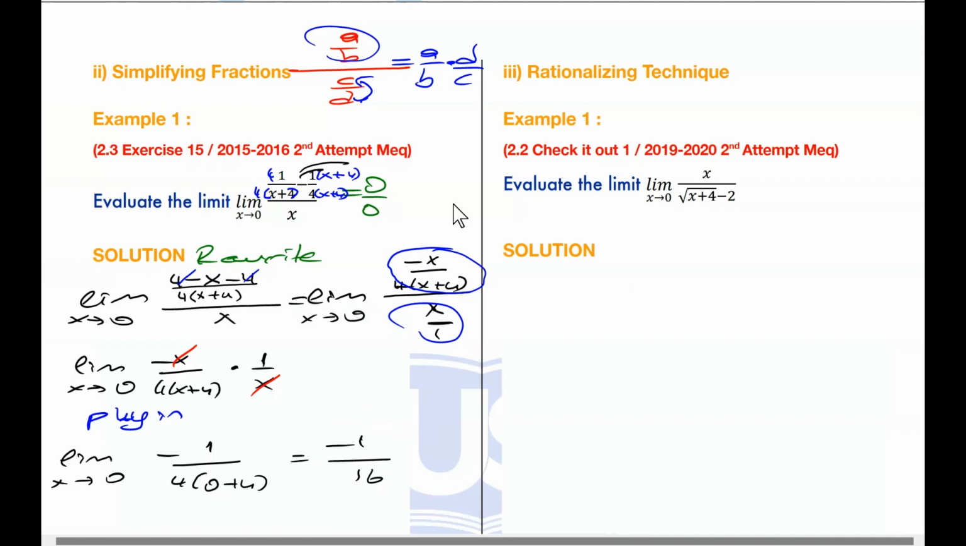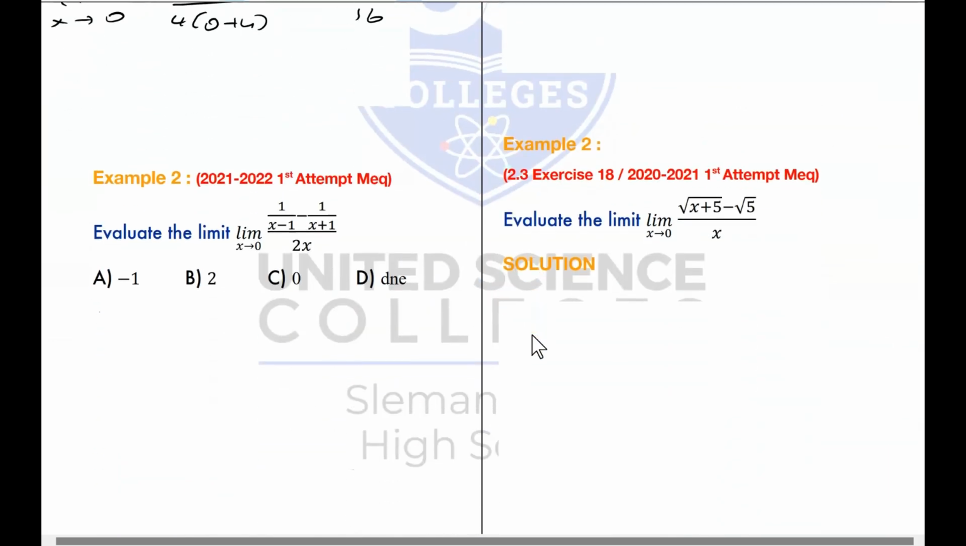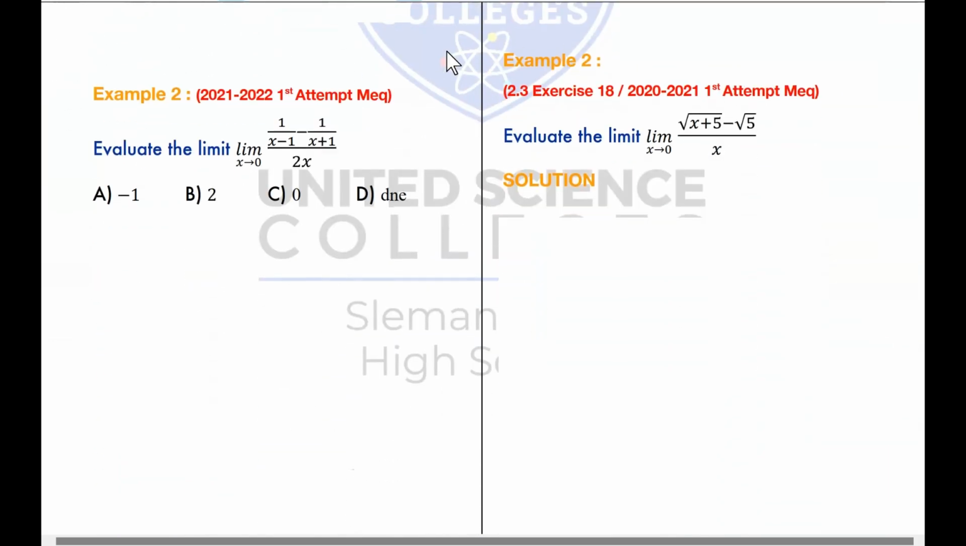Alright, let's solve one more similar question. Again, we have a fraction within a fraction, so we will use the same technique. We will combine the fractions at the top first. Let's combine the fractions at the top by multiplying the denominators by each other, right?